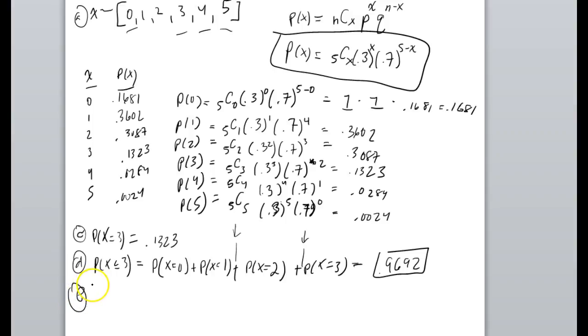Then E asks us the probability of x less than 3, not less than or equal to 3. So this would just be the probability of x equals 0 plus the probability of x equal 1 plus the probability of x equal 2, not including x equal 3. And so then we just add those up, and those are going to add to 0.8369. Then F is going to ask us what is the probability of x greater than or equal to 4.